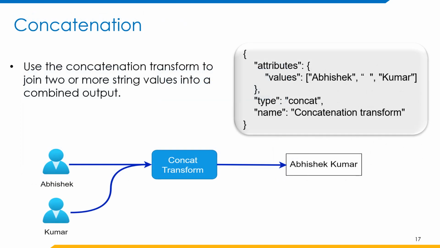We will understand the concat transform. Here I have created one transform for joining the two strings under the attributes. I have taken the values, that is first name and last name, and the type we provided is concat. It will join the two strings we have taken as a concatenation transform, as we can see in the diagram. In the next slide we will understand the substring transform.